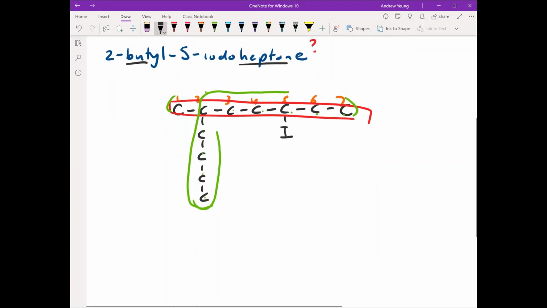So what's wrong with that name there? They didn't find the longest parent. Our longest parent actually has 10. I should actually be counting this 1, 2, 3, 4, 5, 6, 7, 8, 9, 10 like this. So at position 3 and position 6, we happen just to have an iodo group and a methyl group.